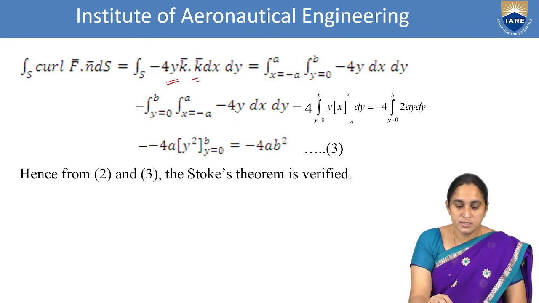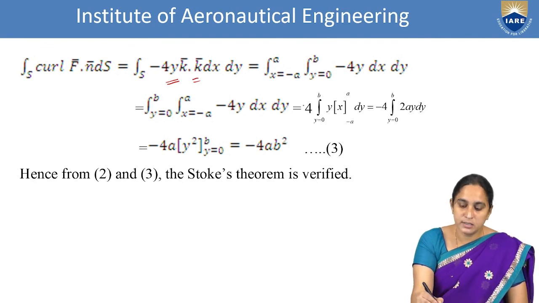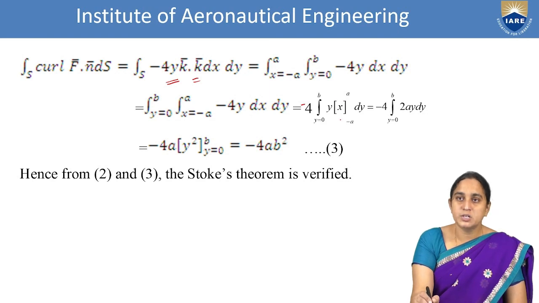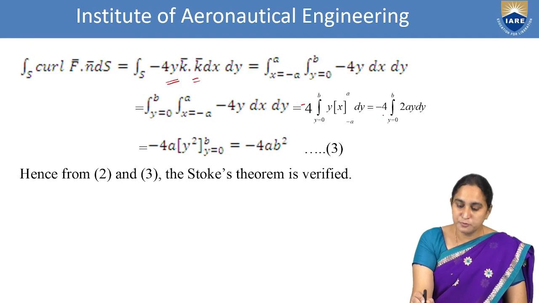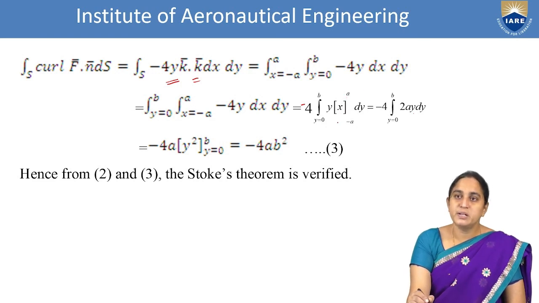Minus 4y, I'll take outside, minus 4 will take outside, and the remaining part, the integration of 1 is x, with limit points minus a to a, into dy. After substituting the limits, upper limit a minus of minus a, that is plus 2a. That's why we got minus 4 into 2ay into dy. Minus 4 into the integration of 2ay into dy, with y from 0 to b.